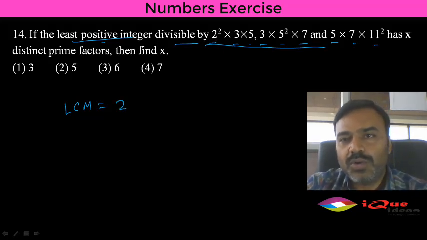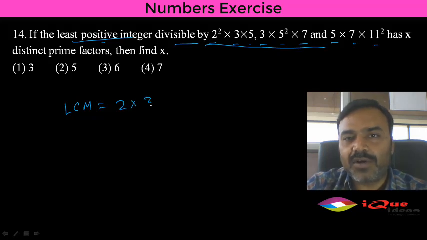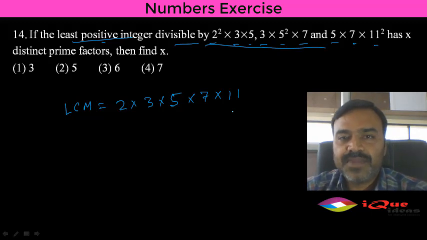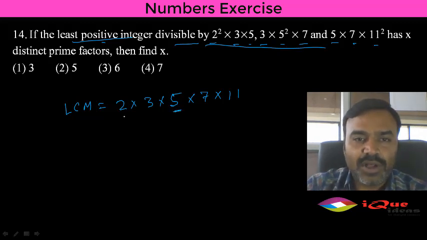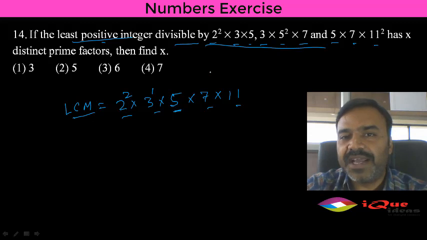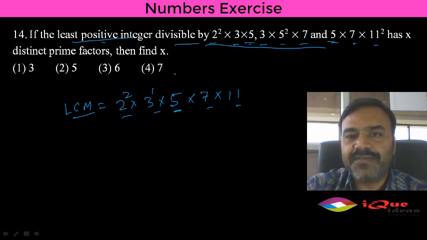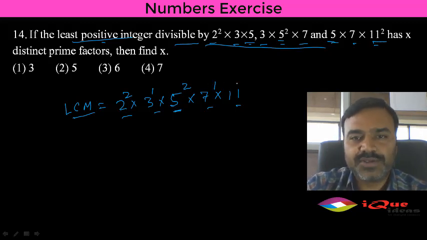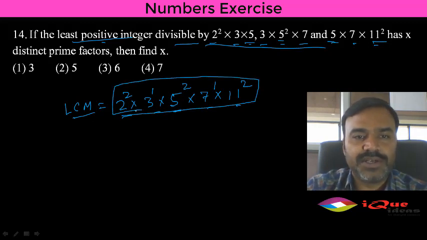So 2 and in fact 3 and 5 are common, in fact only 5 is common, and all the others. Common factor ones and all the others, so 2, 3, 5, 7, 11 and higher power because we are taking LCM. So 2 square, 3 to the power 1, 5 square, 7 only 1 power and 11 square. This is the LCM of this number. This is the number which is divisible by all the 3.